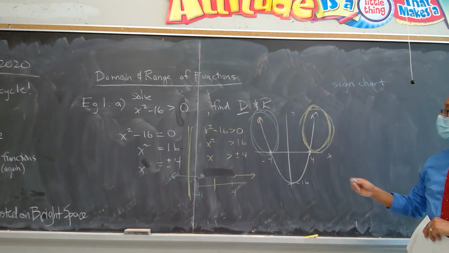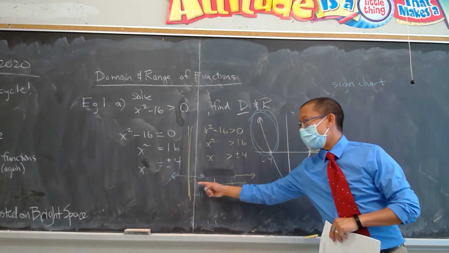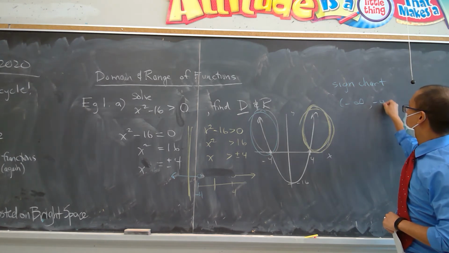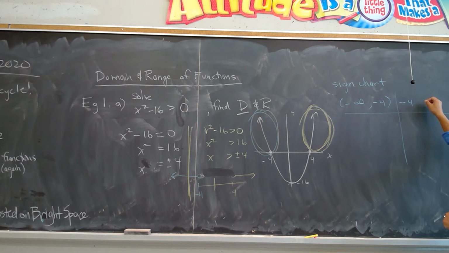Just for the domain. Notice the interesting portion of this is between -4, or let's just do it really quickly. Negative infinity to -4. -4, I'll do it as the interval notation. Between -4 and 4, and then 4 to infinity. Again, this is called a sign chart. And all I want to know is what is positive, what is negative.